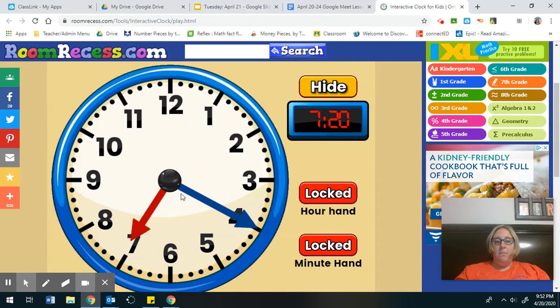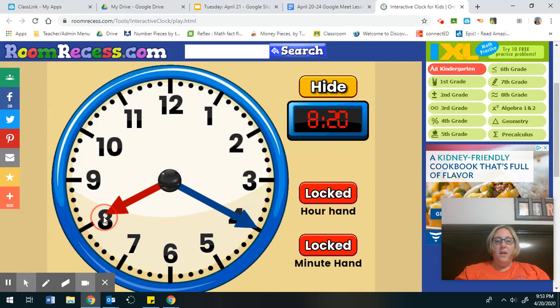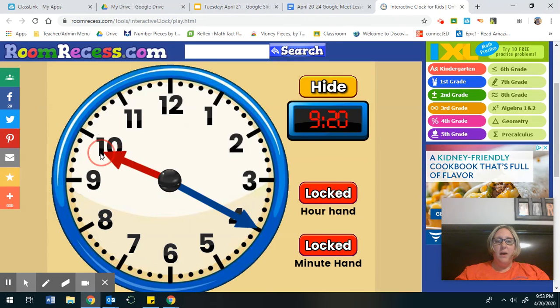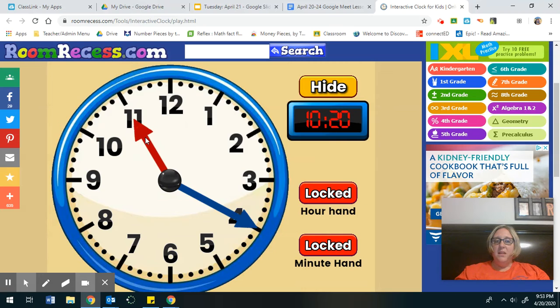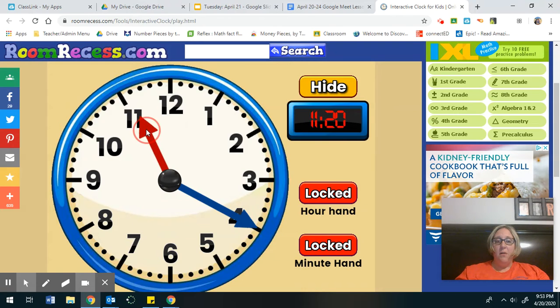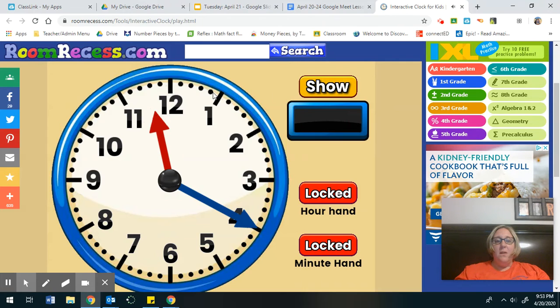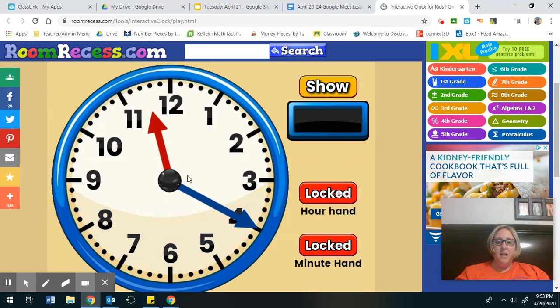So remember that the short hand is the hours, so it's going to point to the hour. Now, it's not always going to be directly touching the hour. Let's say it's in the middle of an hour. Okay, it's past the 11, but it's not quite touching the 12. So I know that my hour is 11. Now I need to find my minutes because my minutes go next.